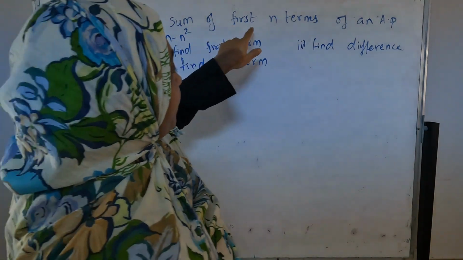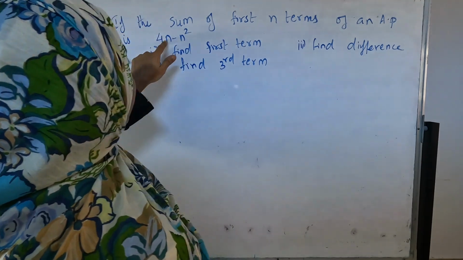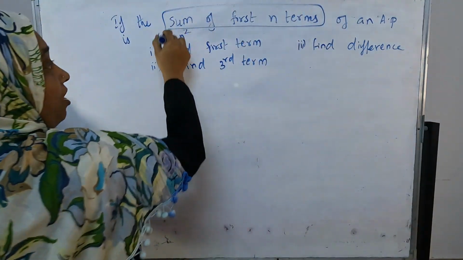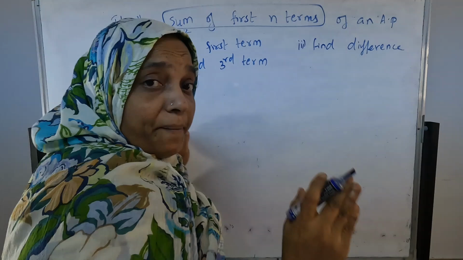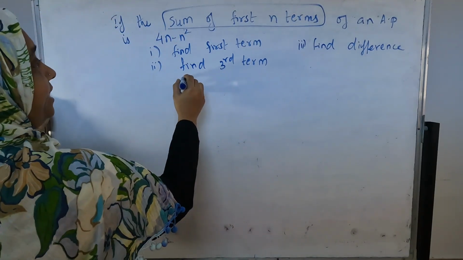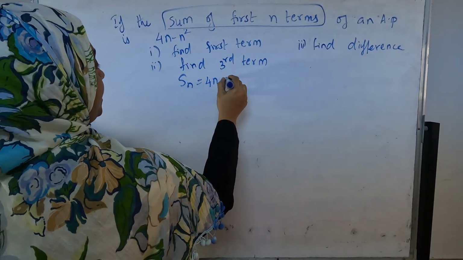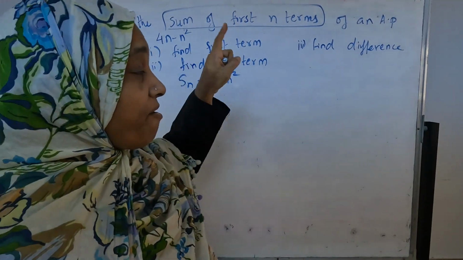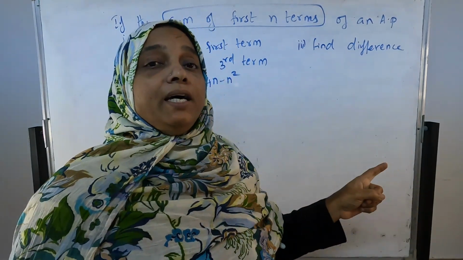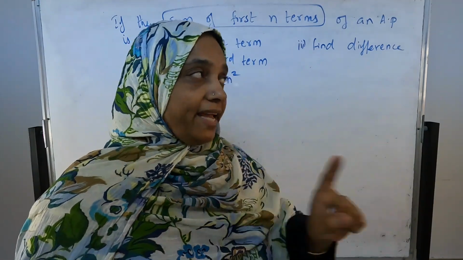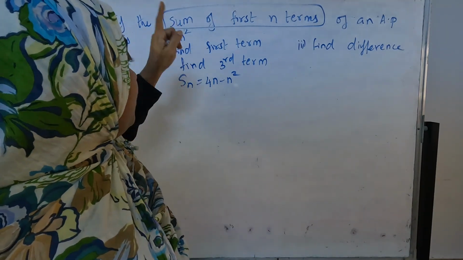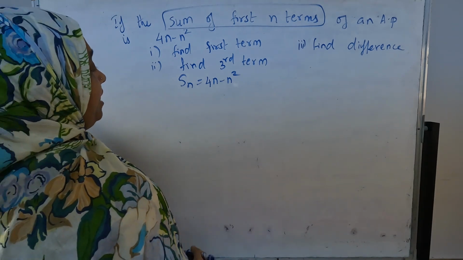Now see, if the sum of first n terms of an AP is 4n minus n square. What they have given is the sum of first n terms, not the term only. So write Sn. Sn is 4n minus n square. It is not an, it is the sum. Clearly open your eyes and see the question paper. So Sn is equal to 4n minus n square.